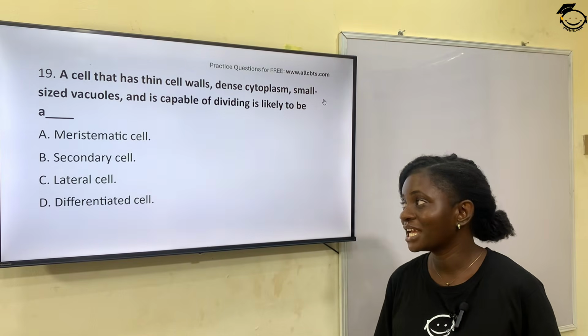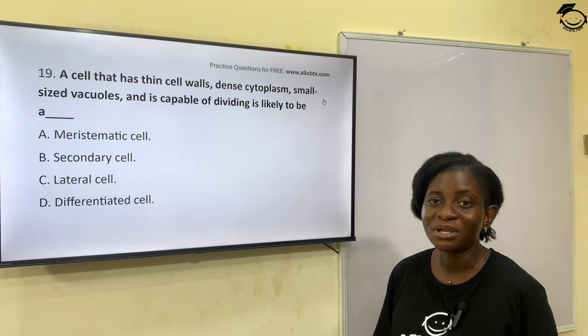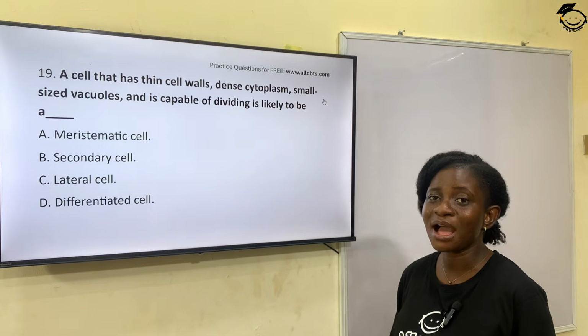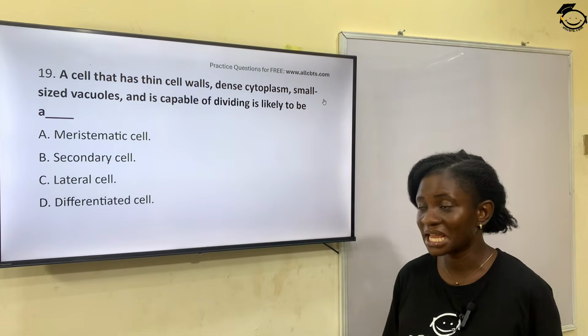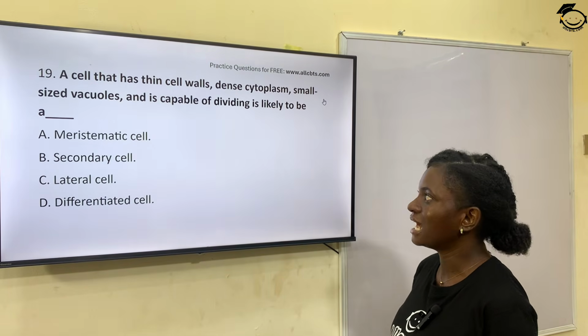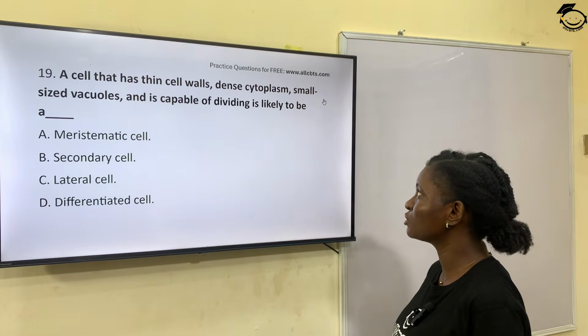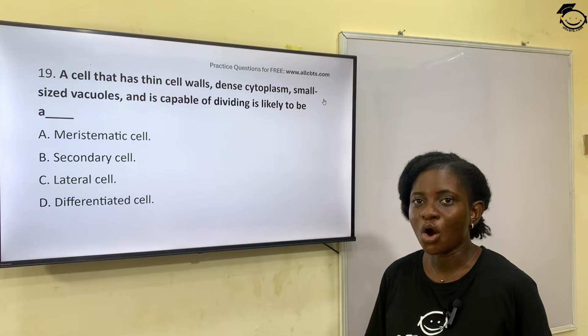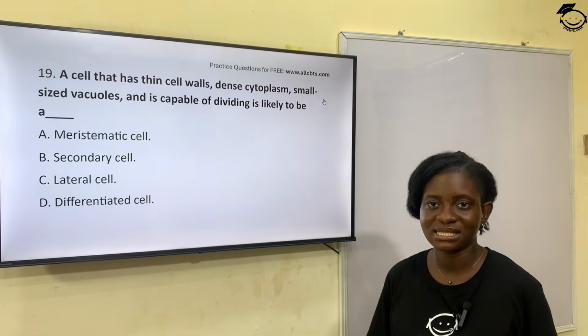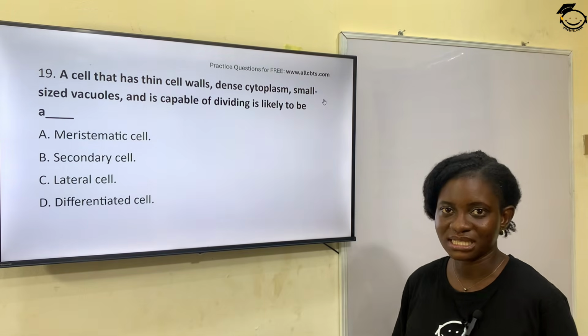So the correct answer is the meristematic cell. A meristematic cell is known to have a thin cell wall. It has dense cytoplasm, and it is also capable of dividing. So that's the correct answer. Option A, meristematic cell, is the correct answer.